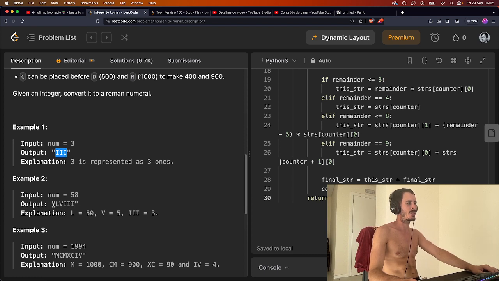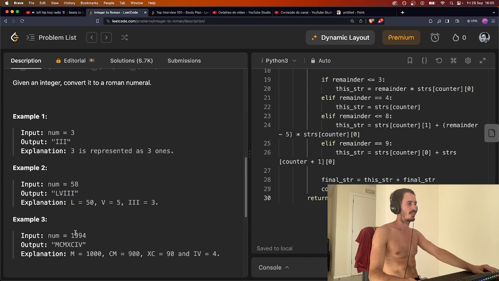The number 58 is LVIII, so 5 is V and III is 3, making 8. And then 9 is IX, 90 is XC, 4 is IV, and 900 is CM. So it's 100 before M.